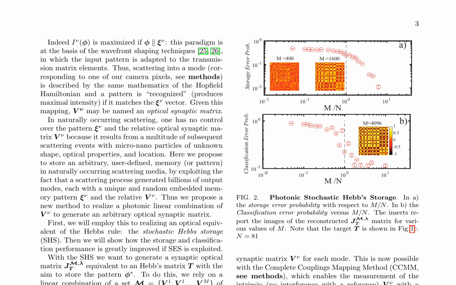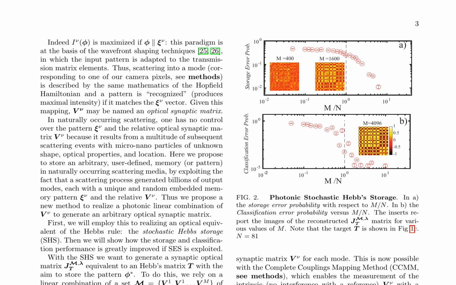Here is a combined summary of pages 3 and 4 of the research paper. The authors propose a novel method to store arbitrary patterns in naturally occurring scattering media, exploiting the fact that a scattering process generates billions of output modes, each with a unique and random embedded memory pattern.